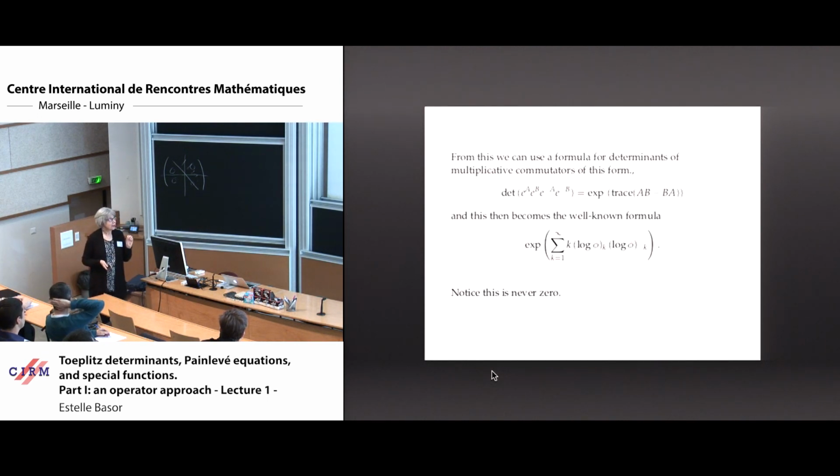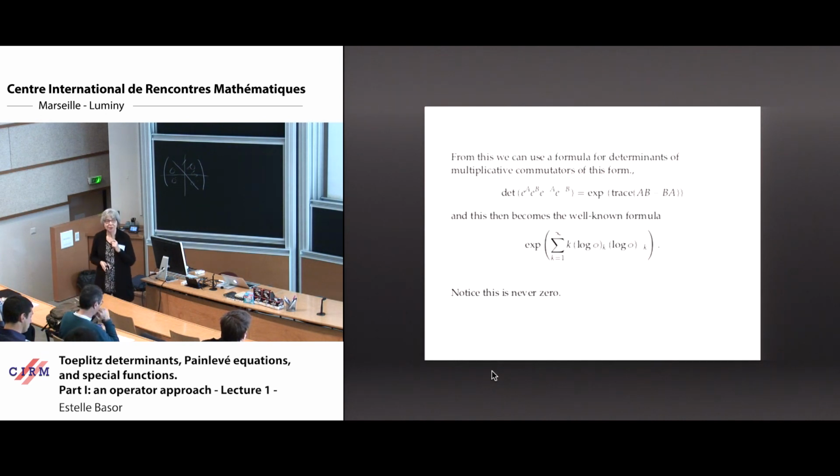But AB minus BA in this case is trace class. It isn't the fact that AB is trace class. You have to take the difference. So there really is an answer. And if you simply take that trace, you get this sum here.